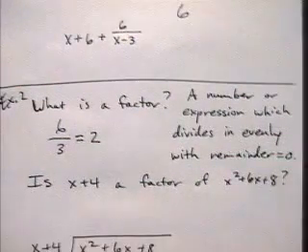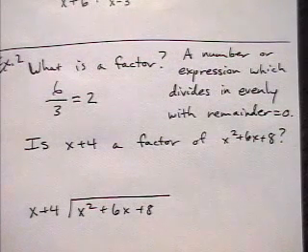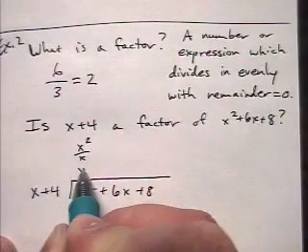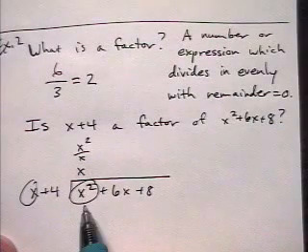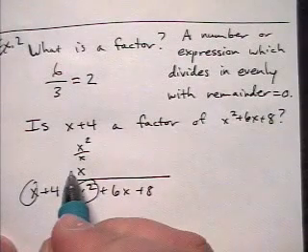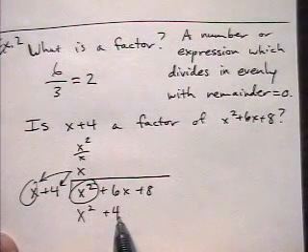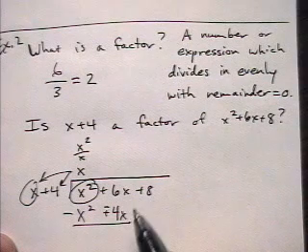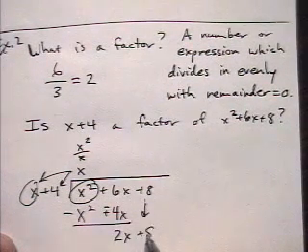So the question is, is x plus 4 a factor of x squared plus 6x plus 8? Well, in order to check that out, we're going to do some division, right? So we got our x squared over x. Focusing on this one and this one, multiplying both of those: x squared plus 4x. Distributing our negative 1. Adding. Carrying down the 8.